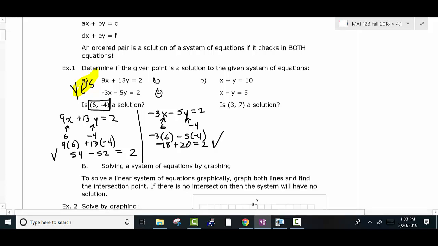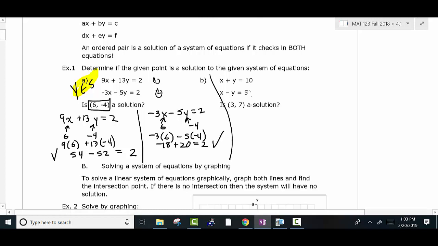We're going to see some important applications for business students to know about systems of equations. We'll get into that a little bit next week after our test. So that's how you tell if that's a solution. Basic arithmetic. All right, let's do the next one.